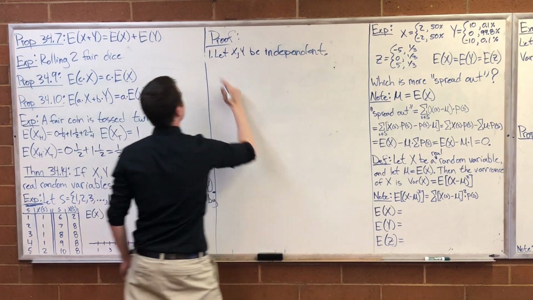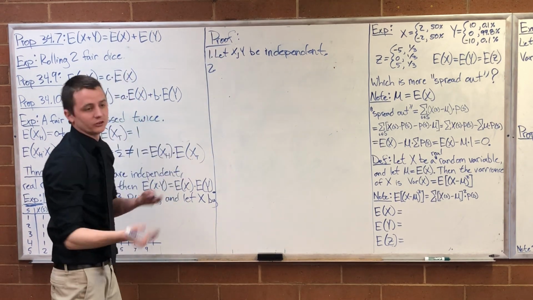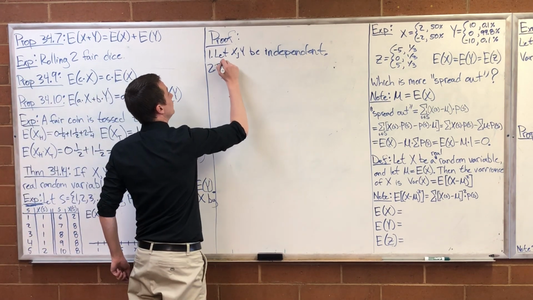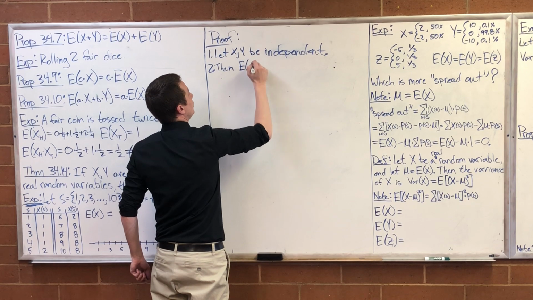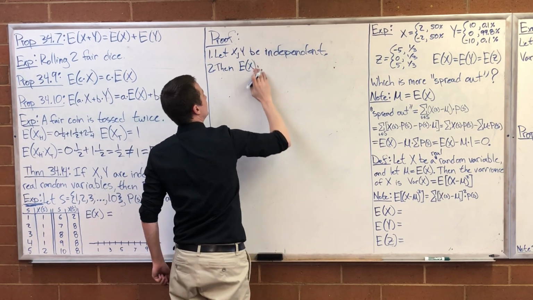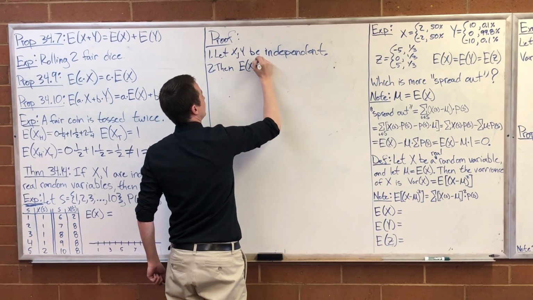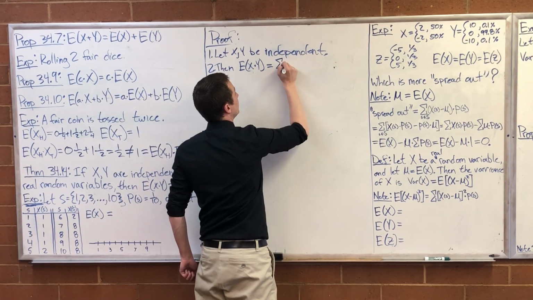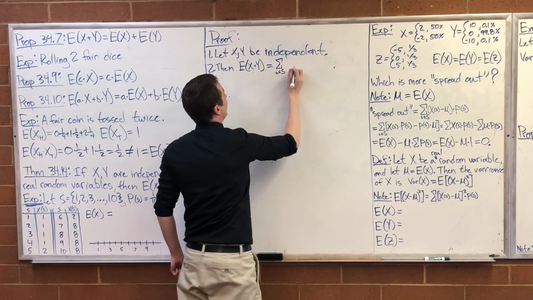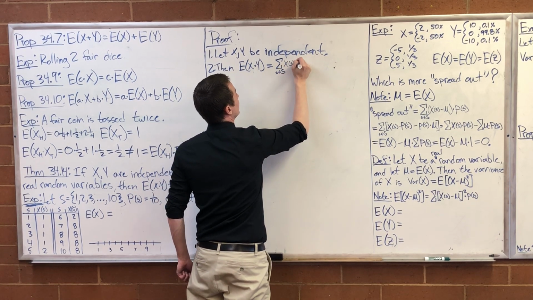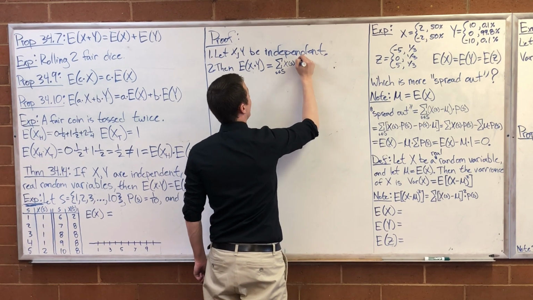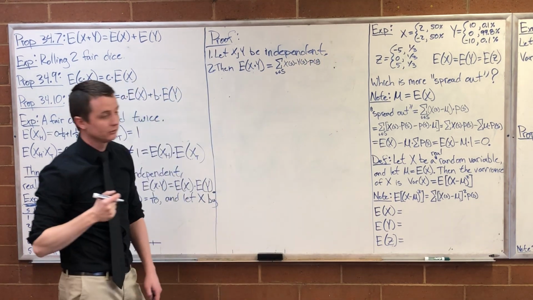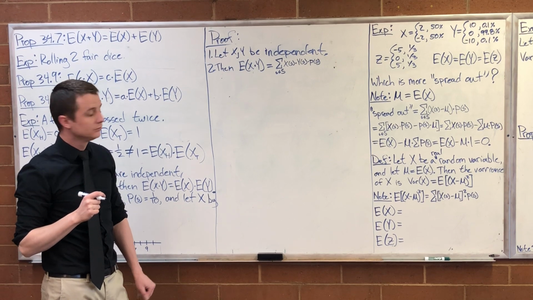Independent. Two independent real random variables on some sample space S. We don't care about all that, right? So, the expected value of X times Y is equal to what? It's equal to the sum for all little s in big S of X sub s times Y sub s times the probability of that thing coming up. Good so far? Okay.